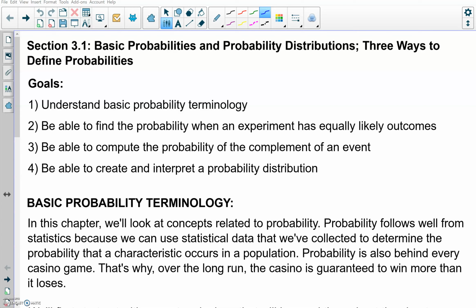Section 3.1, Basic Probabilities and Probability Distributions, 3 Ways to Define Probabilities.